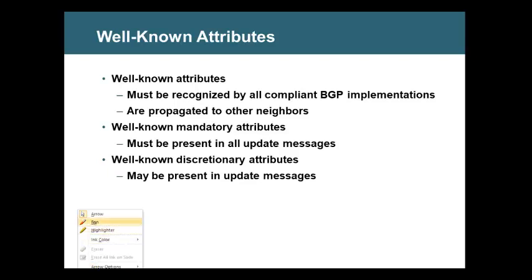As I said, well-known means what? Must be recognized. It is seen in all vendors. Only if it is mandatory, it must be present. If it is maybe, then it is well-known discretionary. Even though it is recognized, it need not be present. Recognized by all vendors, meaning every vendor will know what it is, but not everyone will consider it. Such attributes are well-known discretionary.